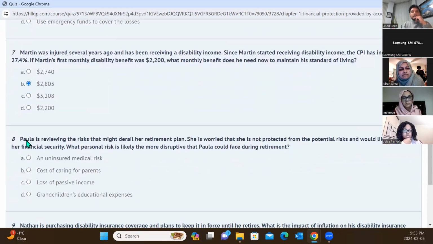Number 8. Paula is reviewing the risk that might derail her retirement plan. Derail means disrupt or destroy her retirement plan. She is worried that she is not protected from the potential risk and would like to protect her financial security. What personal risk is likely the most disruptive that Paula could face during retirement?